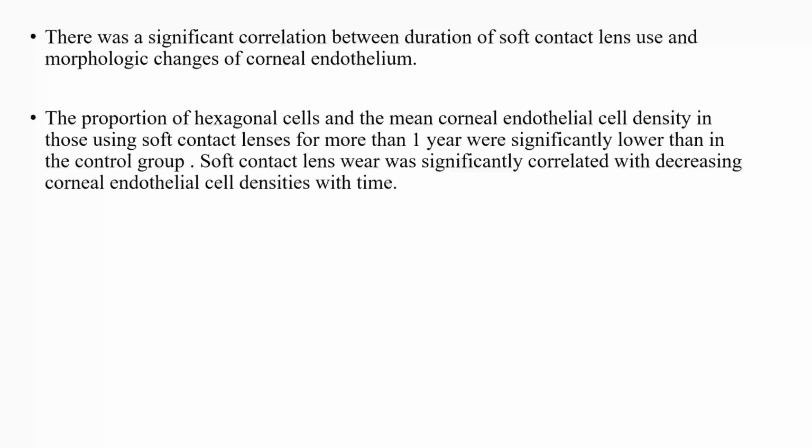There was significant correlation between the duration of soft contact lens use and morphological changes of the corneal endothelium. The proportion of hexagonal cells and mean corneal endothelial cell density in those using soft contact lenses for more than 1 year was significantly lower than in the control group. Soft contact lens wear was significantly correlated with decreased corneal endothelial cell densities with time.